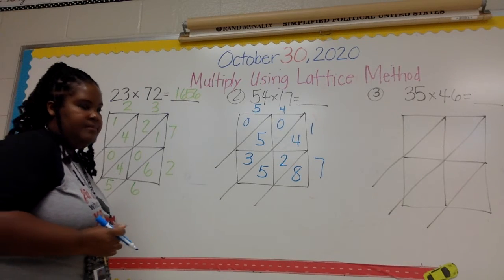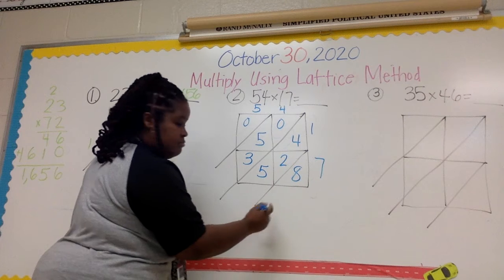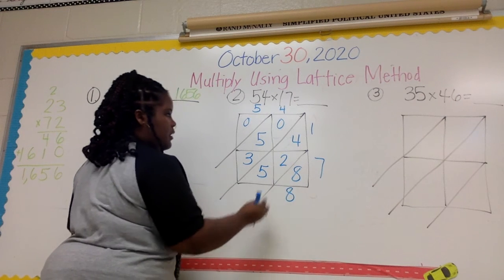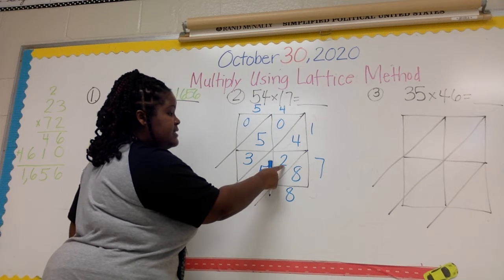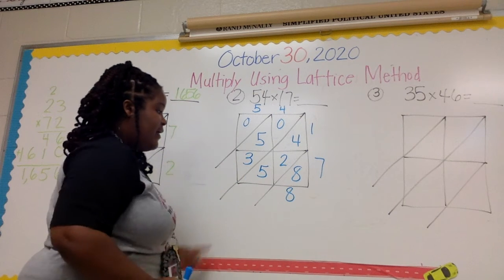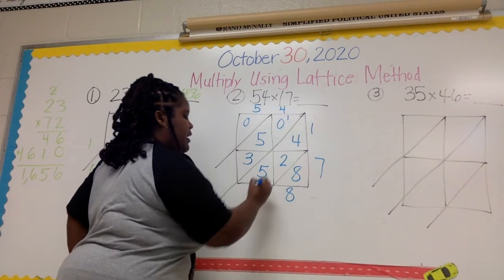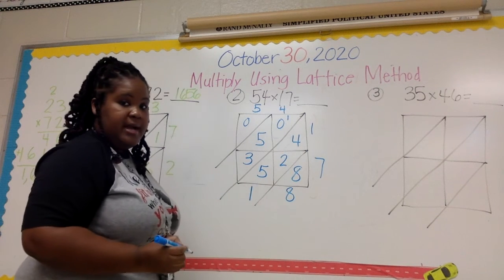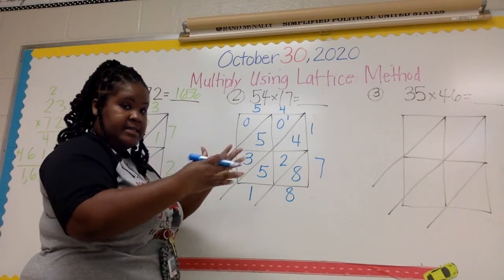Right? So now let's add. So 8 plus nothing is going to be 8. 4 plus 2 is 6. 6 plus 5 is 11. Now I can't put 11 right here, so I'm going to carry 1 right there. And then I'm going to put 1 here. Okay? Just like we would if you were really adding and had the numbers lined up.